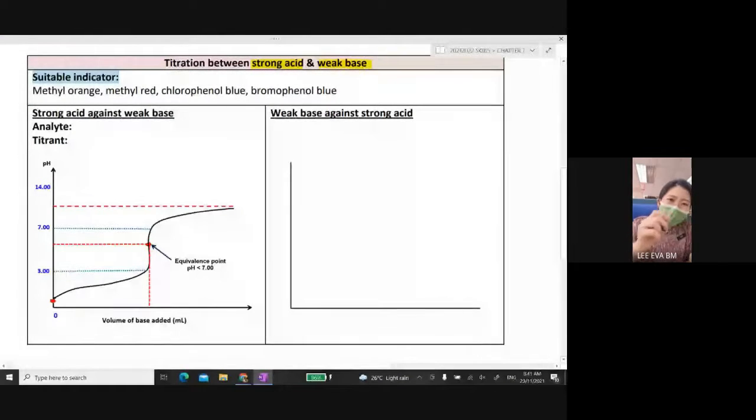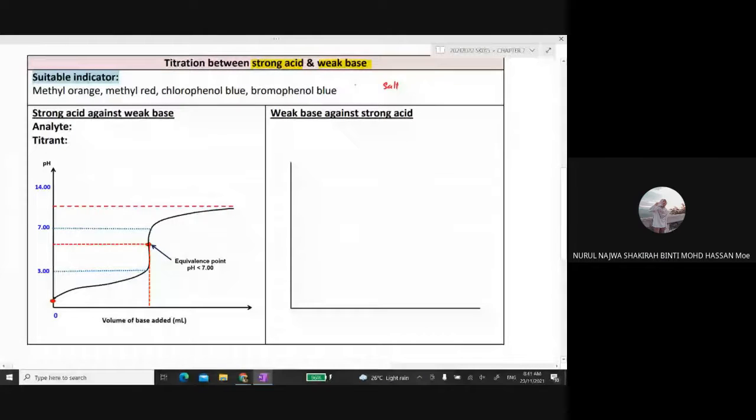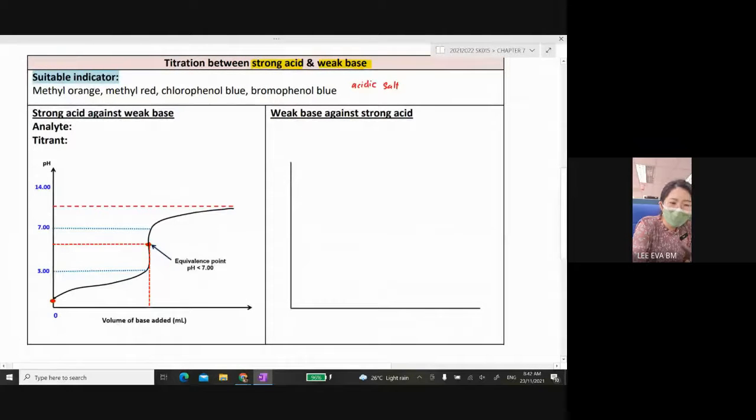So madam just want to know what is the type of salt produced from this combination? What will be the salt? Is it acidic salt or basic salt? Acidic, because you have a strong acid, isn't it? So it will produce an acidic salt.